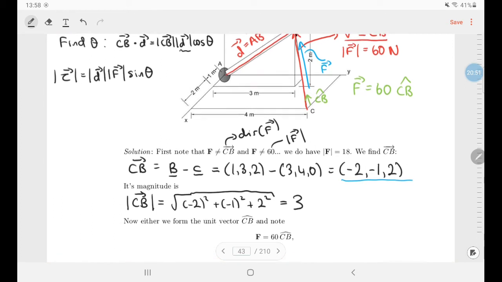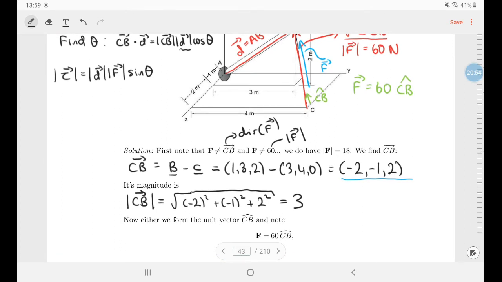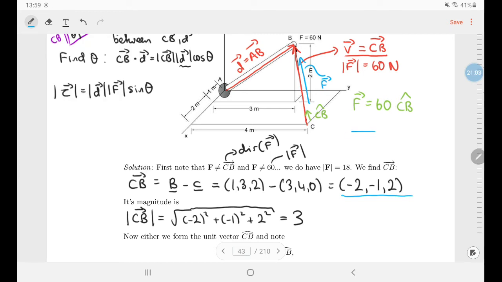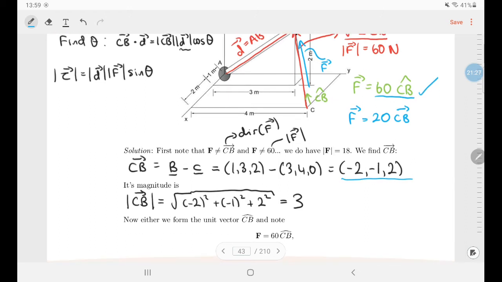Now at this point, you could notice that you could do this. This is another option. You don't have to go to the unit vector. So you could notice that the length of C to B is 3 and the length of F is 60. So you could notice that F is 20 times bigger in magnitude. It is a bit confusing, I accept, here what we're doing, but I think it's going to be easier to do this way. So the force is 60 times the unit vector. So we'll find the unit vector from C to B on the next page.